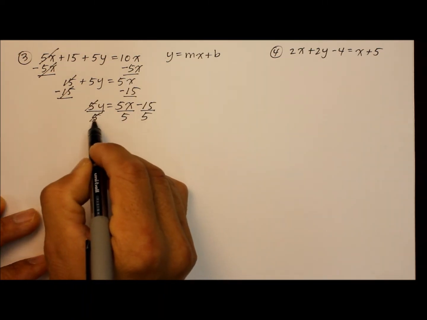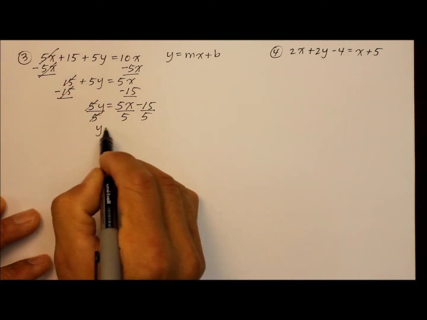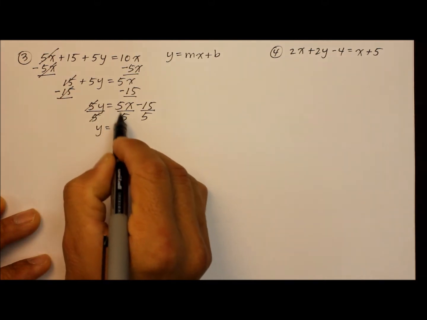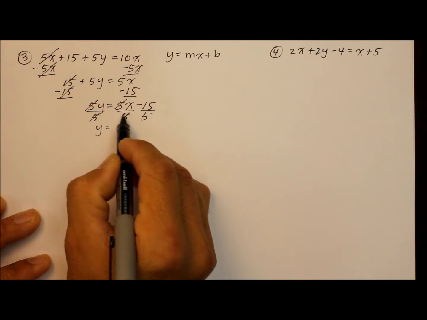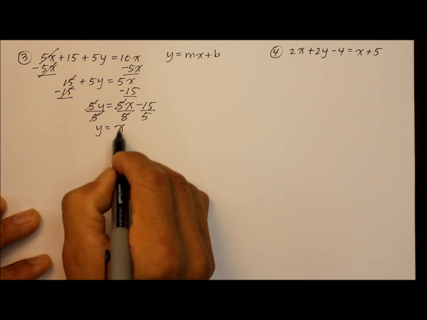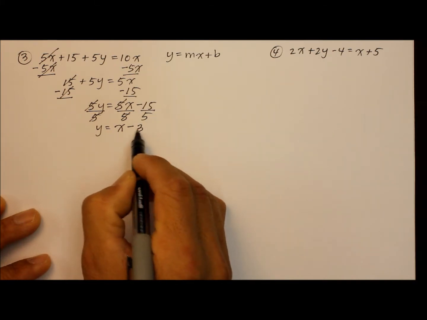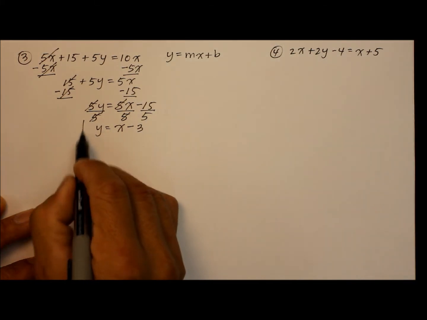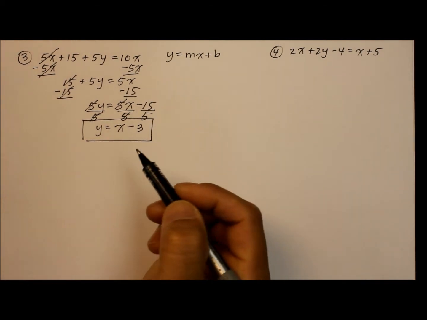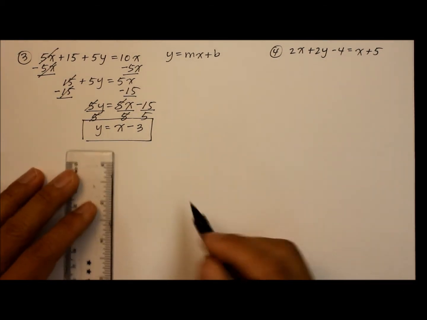And 5 and 5 reduces to become 1y, or simply y. Here, nice. 5 and 5 reduces to become 1x, or simply x. And minus 15 over 5 is simply minus 3. Wow, that's clean, huh? Nice and neat. So we could graph that.